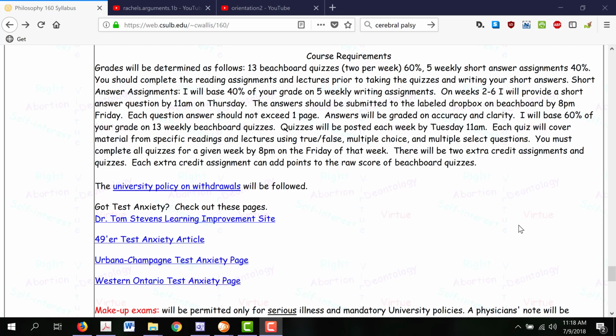All right. Beachboard quizzes, same story. I'll post those Tuesday, 11 a.m. You'll take those quizzes, they're graded, entered into the gradebook. You get feedback. You need to have all the quizzes completed by 8 p.m. on Friday. And there'll be these 2 extra credit assignments that you can do during the course of our very abbreviated term that will give you points added to the raw score of your Beachboard quizzes.